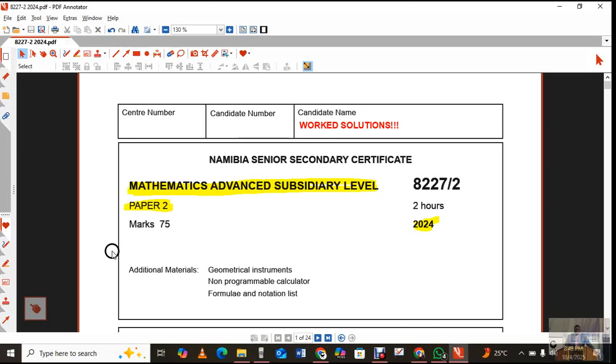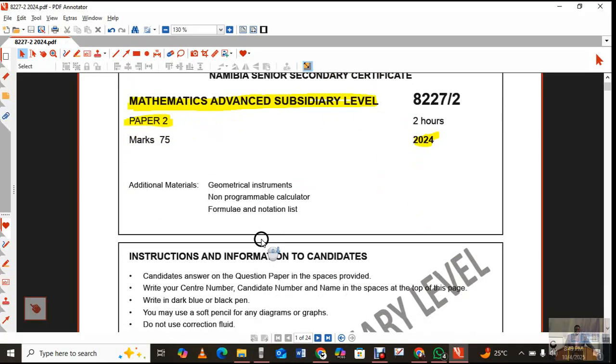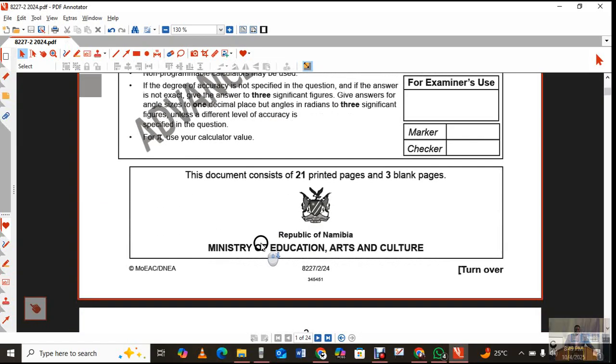So I am looking into paper 2 of 2024, the AS level. This is 4 of 4 paper 2s. Right, let's go directly and start with this.